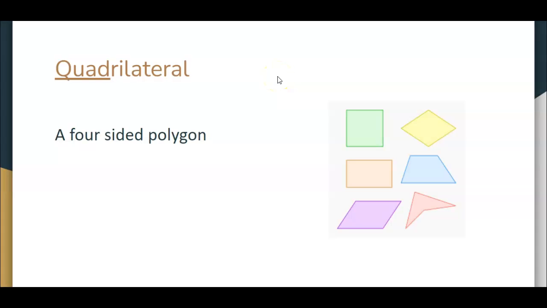Then we come to quadrilateral. Okay, quad means four. Okay, and the word lateral means sides. So a quadrilateral is a four-sided polygon. And I do want you to draw all of those shapes on this question.